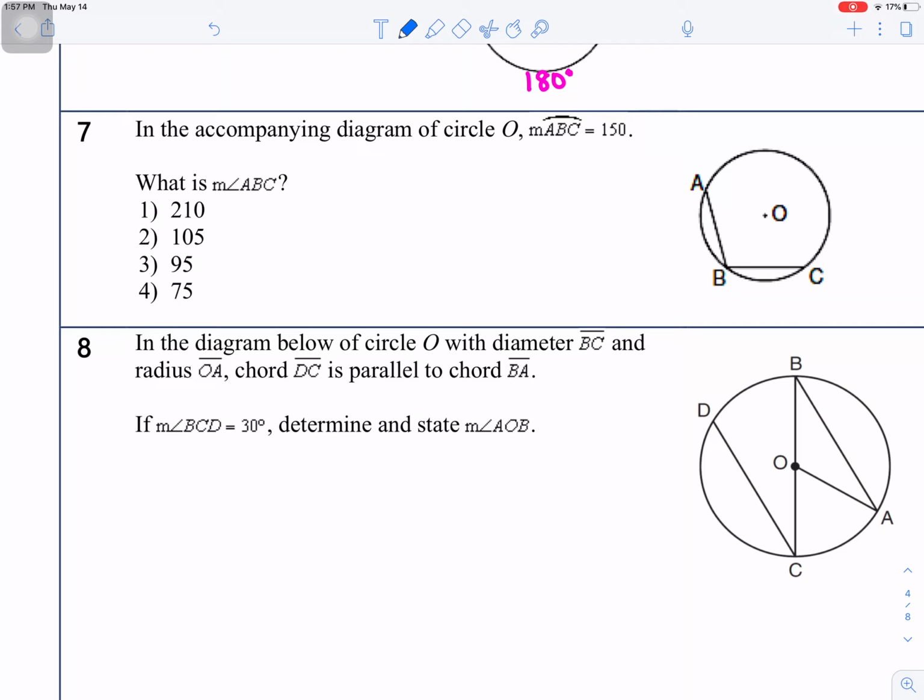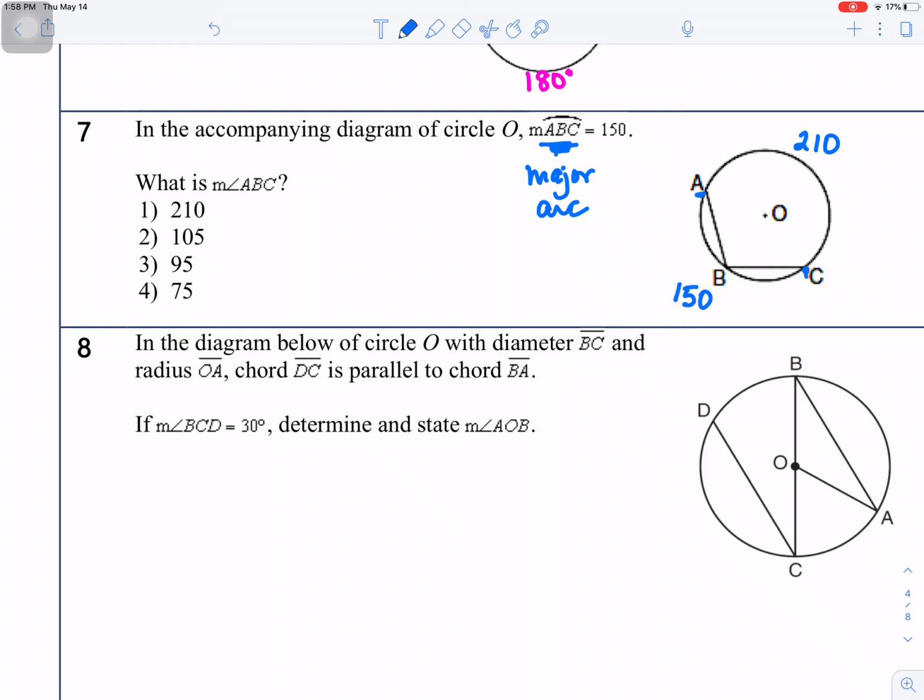And the measure of arc ABC. Now here's a 3-letter arc. It means from A to C but going through B. This is a major arc. Is 150. So back from here to here is 150. I can find out the other piece. 360 minus 150 is 210. This is 210. Because all the way around the circle is 360.